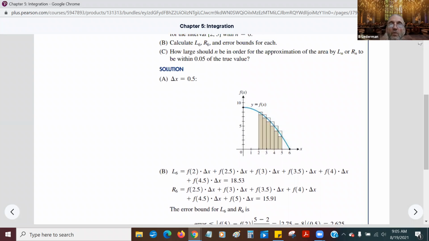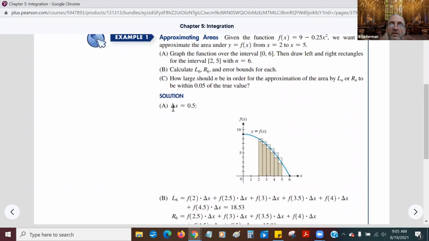Okay, so delta x, being the width of the rectangles, is 0.5. How do you know that? Because if I take 5 minus 2, it gives me 3. You notice from 2 to 5 is 3. There are 6 rectangles I'm breaking it up into, and 3 divided by 6 is 0.5. There's a formula, b minus a over n, but it just means what I explained.